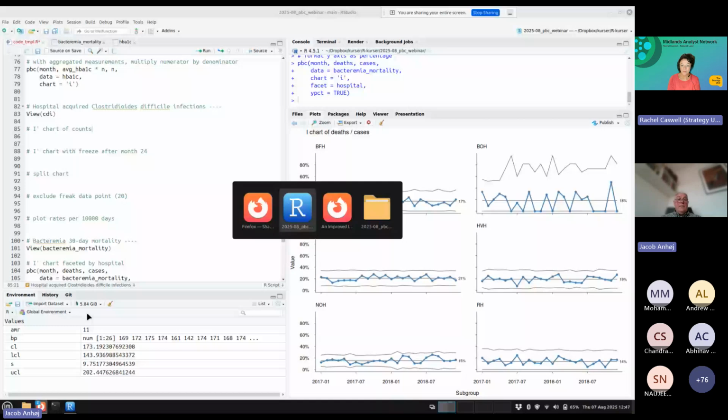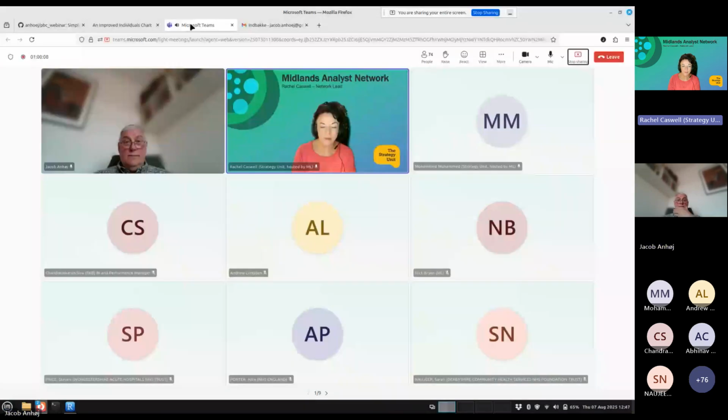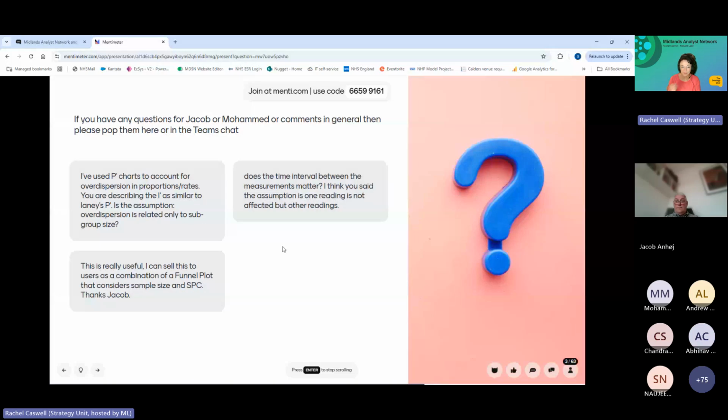Okay, while we have that pause, I'll just see what else is on Menti, just to make sure that we've captured these. So the first one we did talk about, and then we have two other comments here that you might want to think about. Does the time interval between the measurements matter?